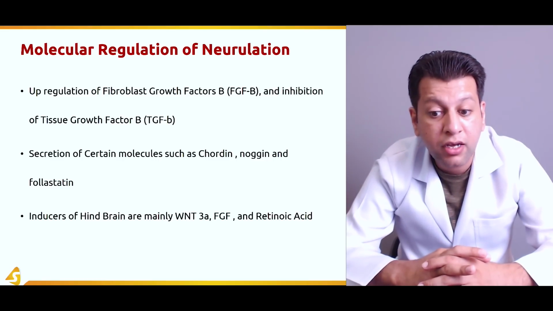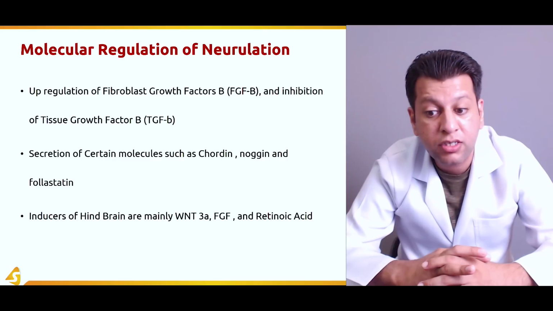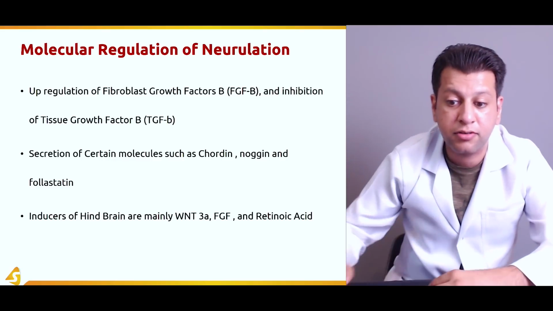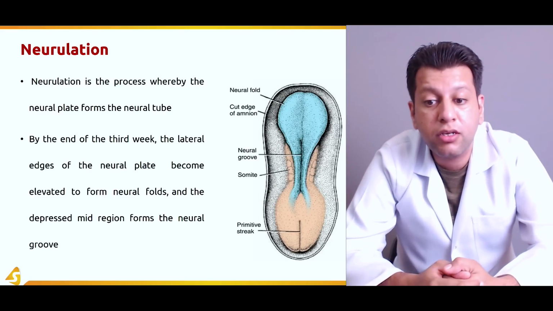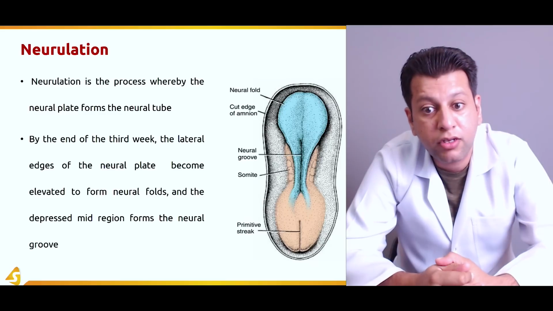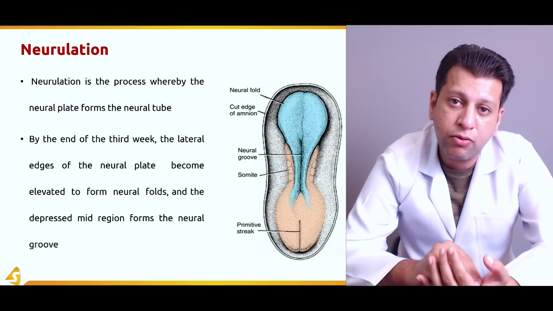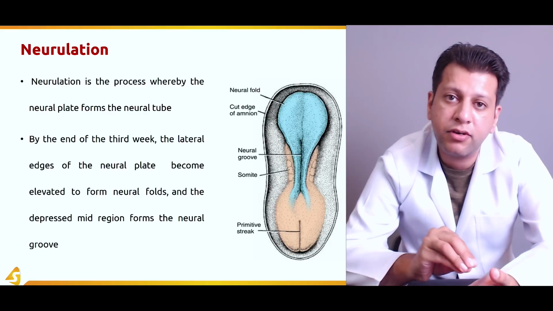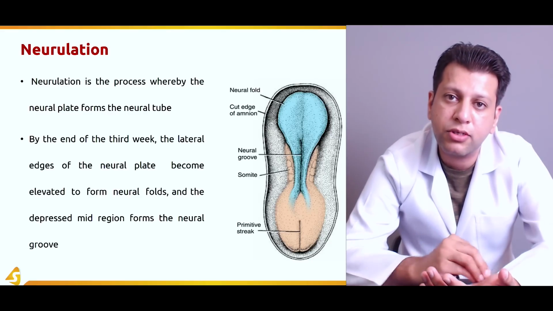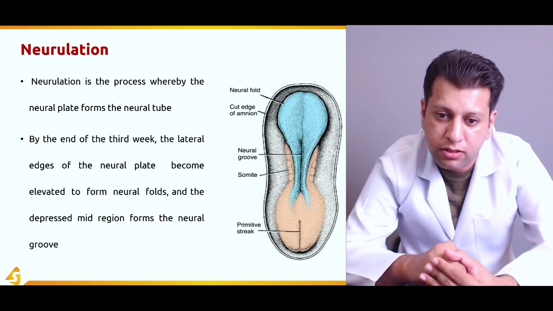Inducers of the hindbrain are mainly the WNT3A gene, FGF and retinoic acid. So what is neurulation? It is the process whereby a neural plate forms the neural tube. We knew that the notochord forms a neural plate, which will further form the neural tube. This whole process is called neurulation.